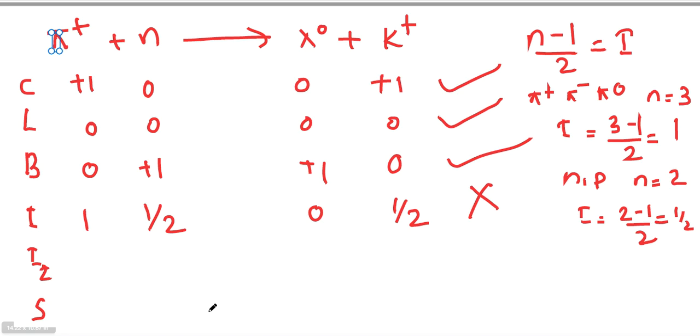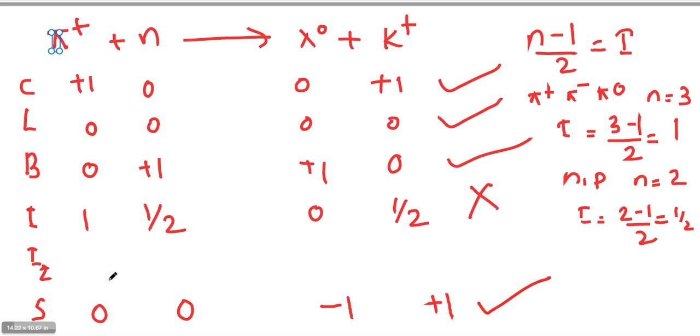Now let us see the strangeness. We know that strangeness of pi plus is 0, neutron is 0, lambda 0 is minus 1 and k plus, even though it is a meson, it has a strangeness which is plus 1. Therefore the total, on the LHS it is 0, RHS is minus 1 and plus 1, therefore it is 0. Therefore this is conserved.